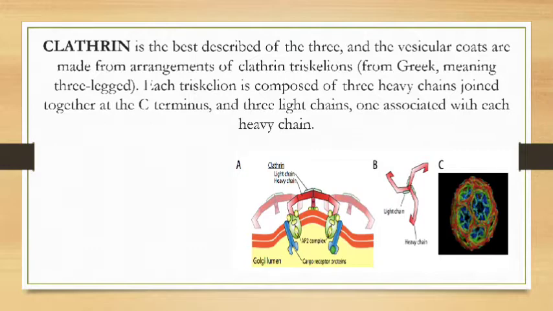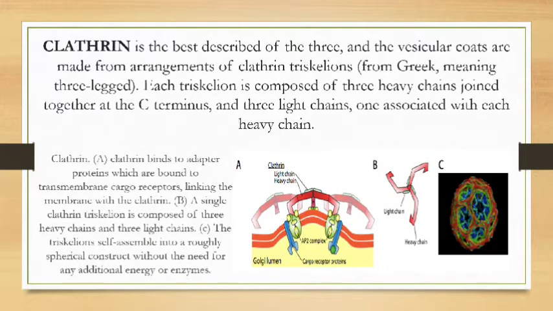In the figure, letter A, clathrin binds to adapter proteins which are bound to transmembrane cargo receptors, linking the membrane with the clathrin. Letter B, a single clathrin triskelion is composed of three heavy chains and three light chains. Letter C, the triskelions self-assemble into a roughly spherical construct without the need for any additional energy or enzymes.